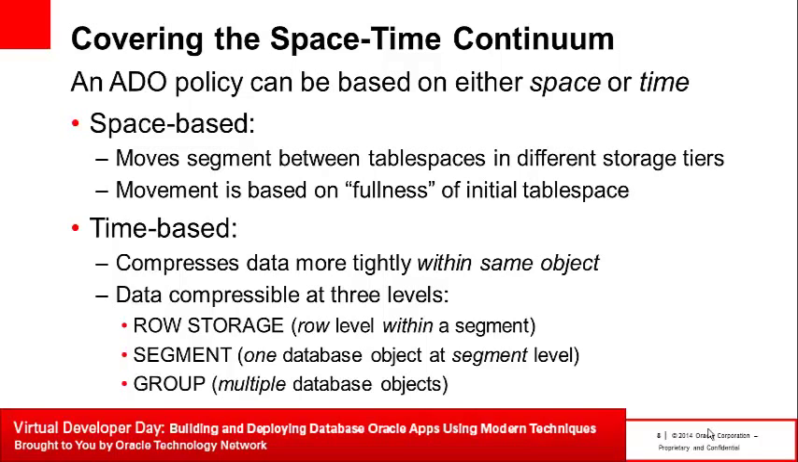Row storage, as you might guess, has to do with how hot, how busy a particular row within a particular database block within a segment is, and how it's being accessed. And segment level is a little bit different because we're going to look at the segment as a whole. And the frequency at which we will evaluate these two policies is also quite different. We'll show you an example of row versus segment ADO policies coming up in a few more slides. So let's take a look at a space-based ADO migration policy.